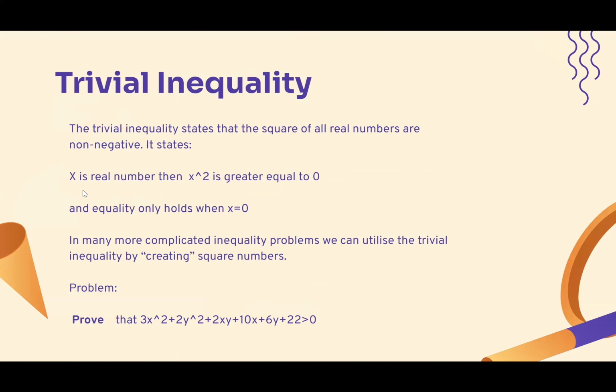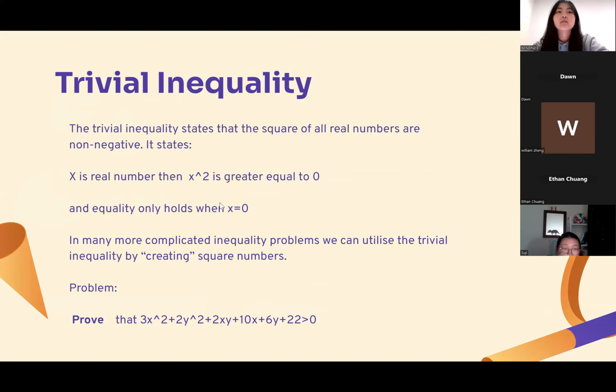And this very basic inequality is actually very useful in many cases for creating square numbers to show a relationship between different terms in an inequality. So we have a problem below, and that's prove that 3x squared plus 2y squared plus 2xy plus 10x plus 6y plus 22 is greater than 0.